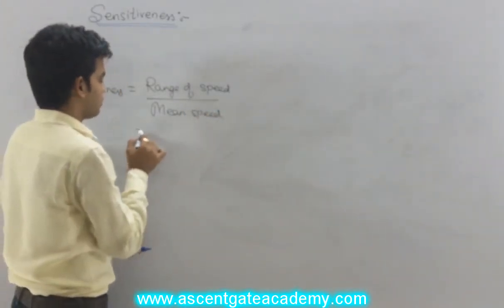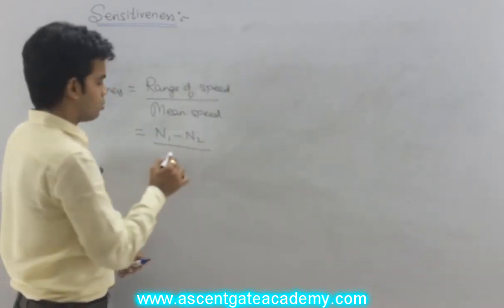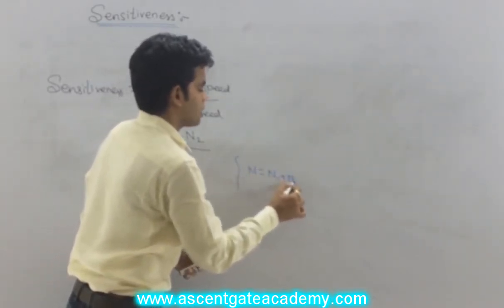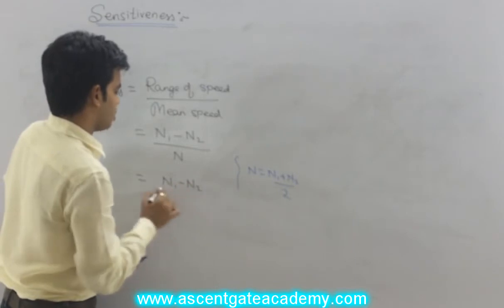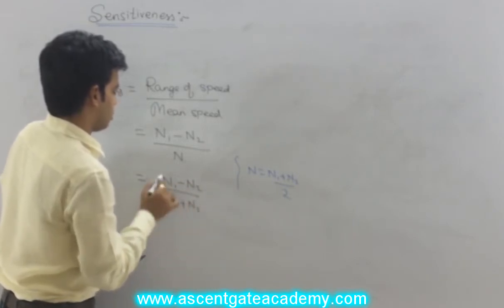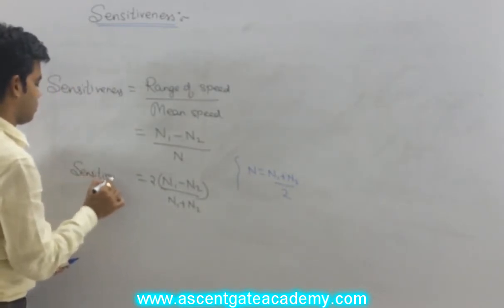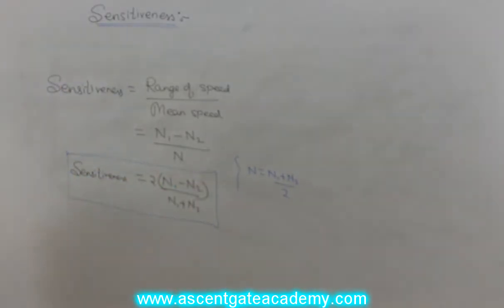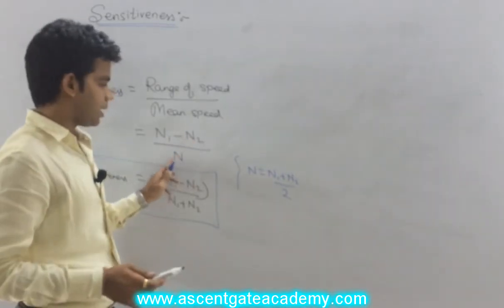Now what is range of speed? Highest speed is suppose n1, lowest speed is suppose n2. So this is n1 minus n2 upon mean speed n. Now what is mean speed? N will be equal to n1 plus n2 by 2. So from here we will get n1 minus n2 upon n1 plus n2 by 2. So this is the sensitiveness of governor: 2 into n1 minus n2 upon n1 plus n2, where n1 is maximum speed, n2 is minimum speed, and n is mean speed.